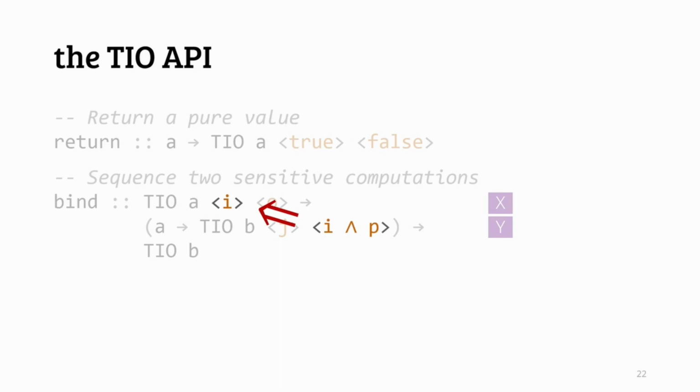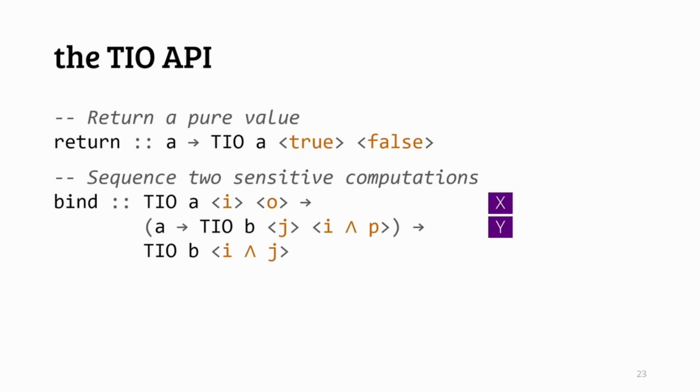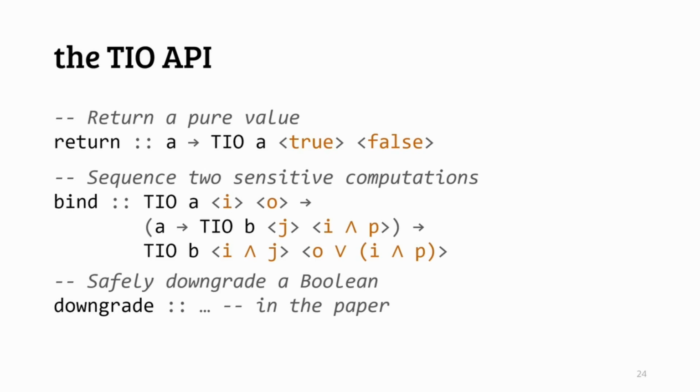Finally, the input label of the sequence of X and Y is the conjunction of their input labels, and the output label is the disjunction of their output labels. The TIO API has a third primitive operation for leak-free downgrading, which plays an important role in applications with rich policies, but I will skip its description in the interest of time.